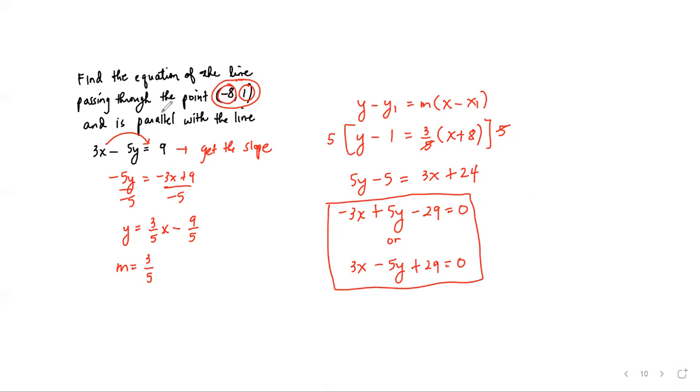Now, if the parallel condition is changed to perpendicular, then we just need to get the negative reciprocal of 3/5, which is -5/3, and that will be the slope that we will use in the formula. And the process is similar.